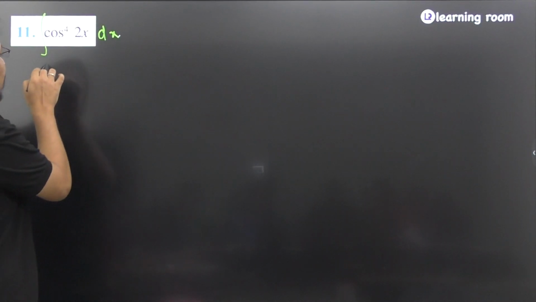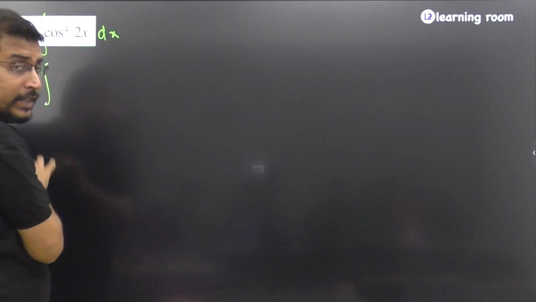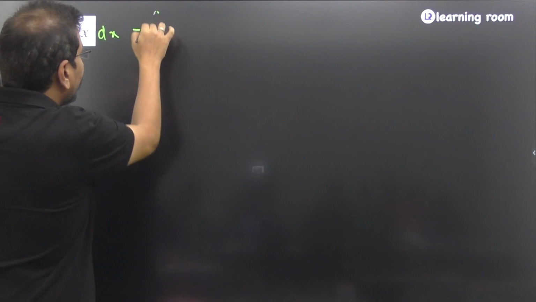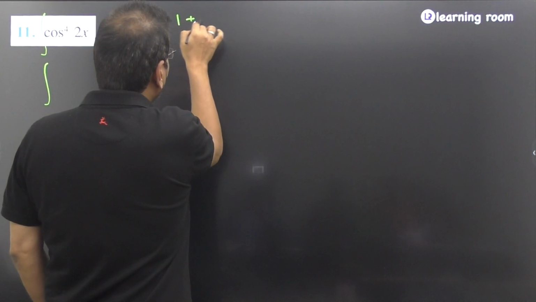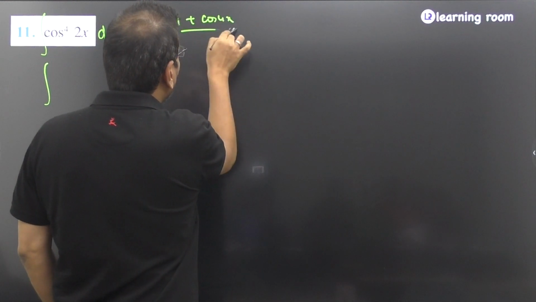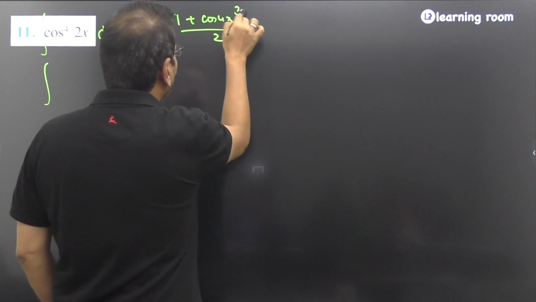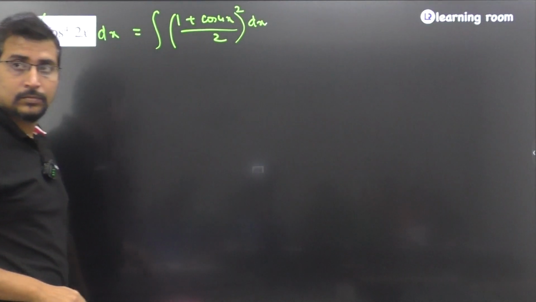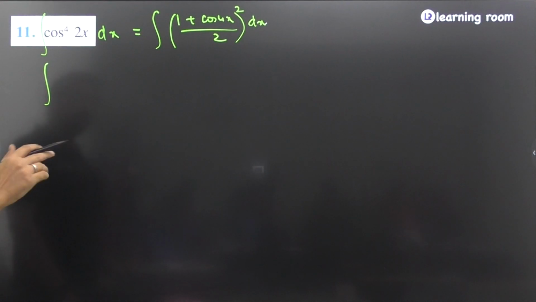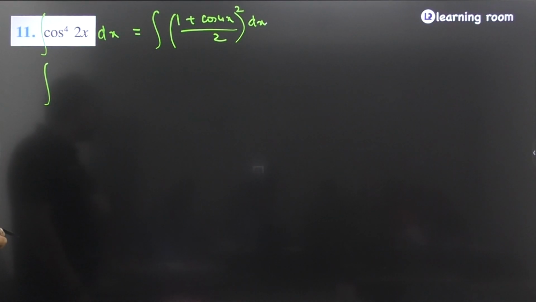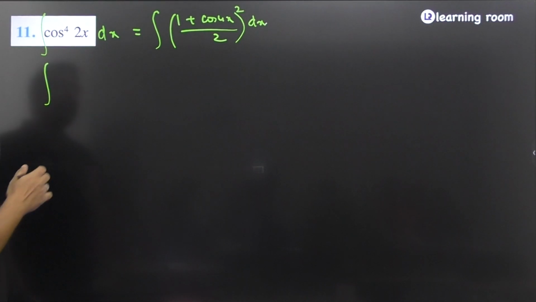So integral of cos 2x the whole power 4 dx, right? So what we'll do is, how can you write this? Well, I'll write it here. Integral of, can you write it as (1 plus cos 4x by 2) the whole square times dx? Can you do that? Correct? So what will it be?